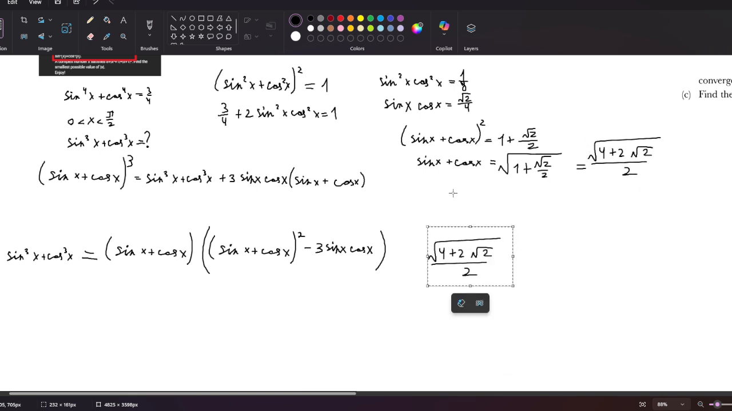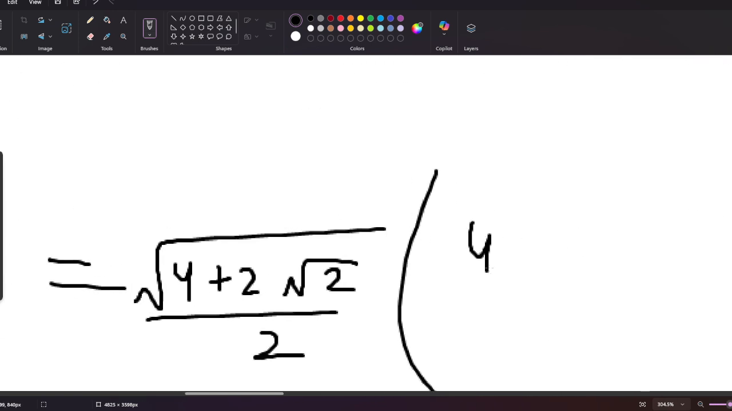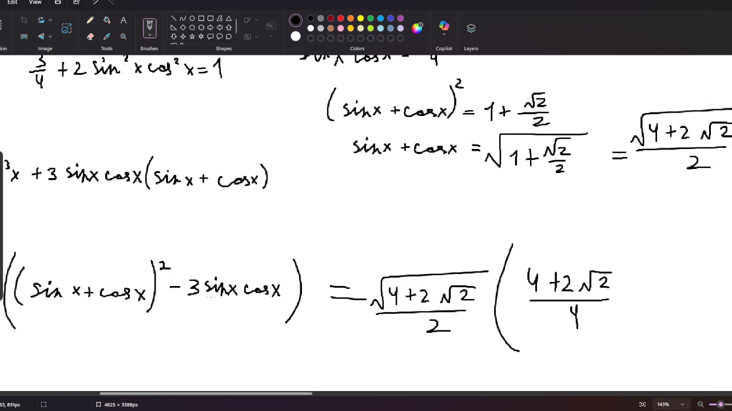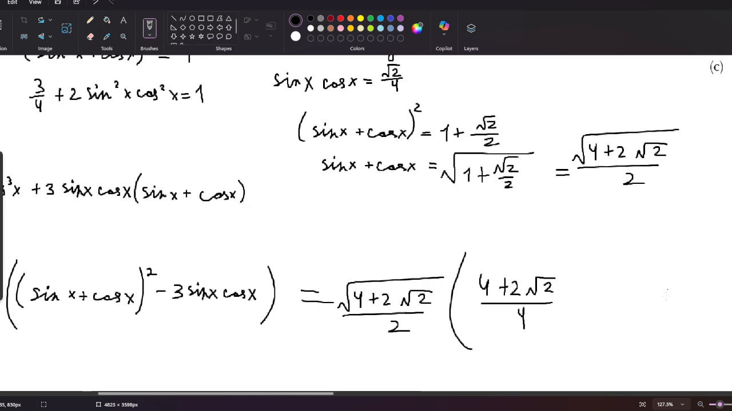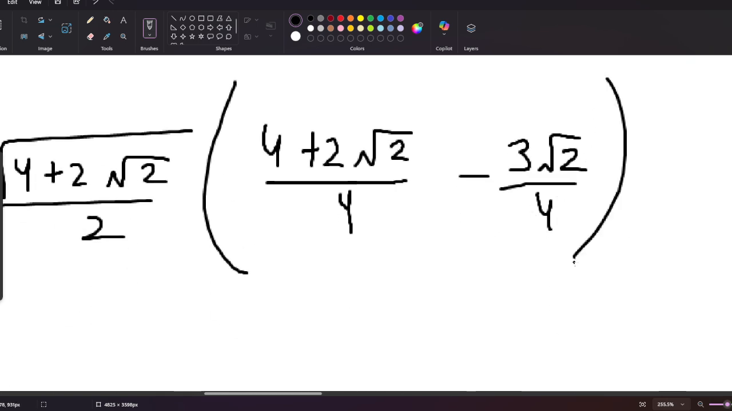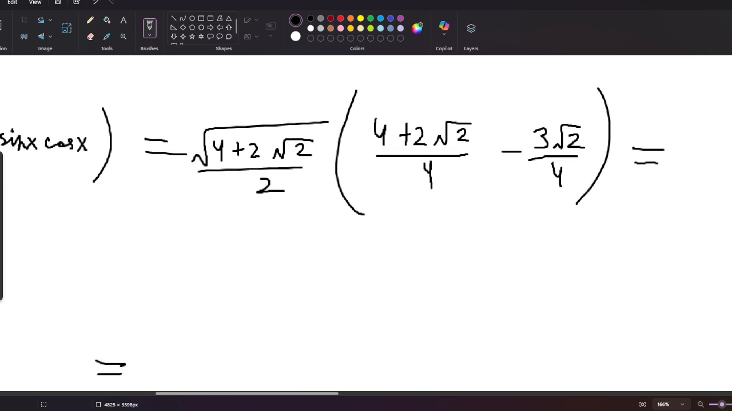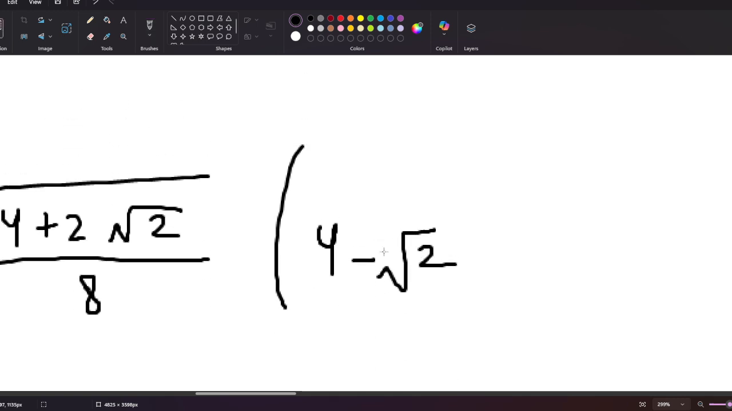Let's plug this in. Now here we're going to have 4 plus 2 square root of 2 over 4 minus 3 times sine of x cosine of x, which is root 2 over 4. So minus 3 square root of 2 over 4. Now let's drag this under a root.